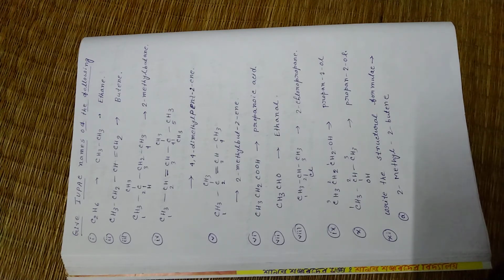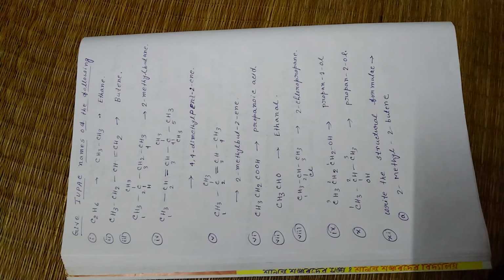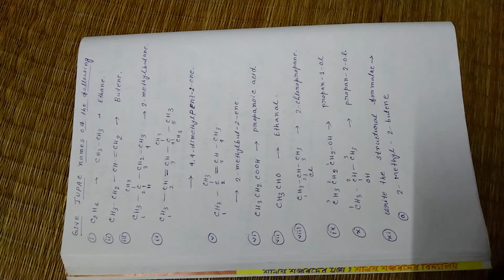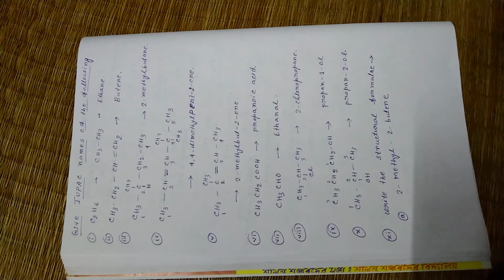At the start of the video I just gave two pieces of information: in case of 2 or 3 substituents we use di for 2 and tri for 3. And another piece of information is that between two numbers we use a comma, and between a number and a word we use a hyphen.